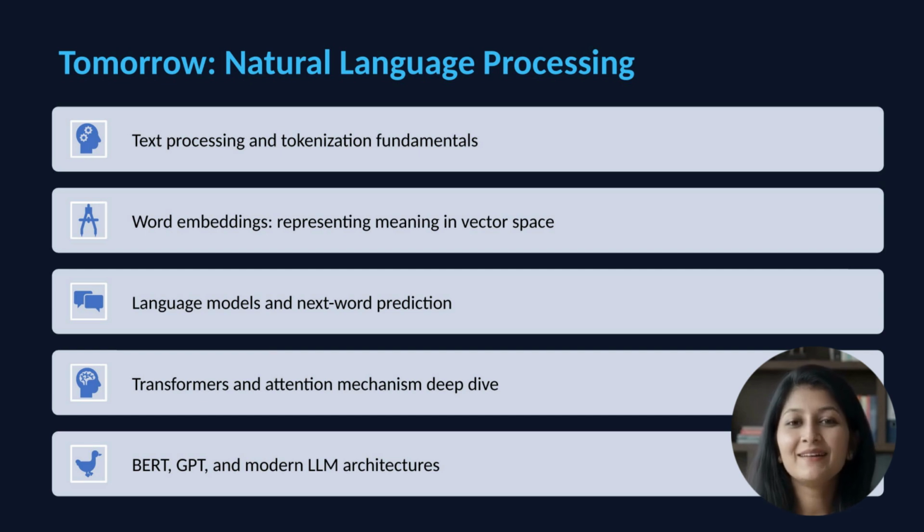Tomorrow is day 5, natural language processing and language models. We're going deep into the technology behind ChatGPT, translation systems, and text AI. We'll start with fundamentals, how computers represent and process text. Tokenization breaks text into units. Word embeddings map words to vectors capturing semantic meaning. Words with similar meanings have similar vectors, enabling mathematical reasoning about language.